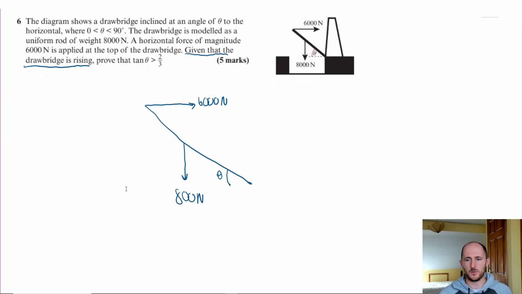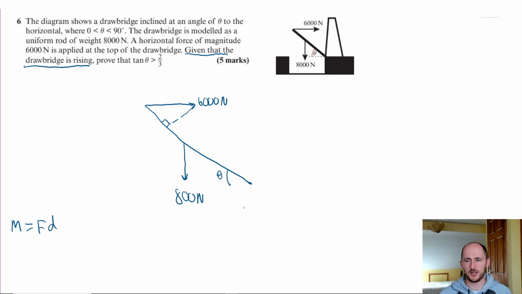Well, as I mentioned, we are going to be looking at the moments, force times distance, and if you remember what I said, they must be perpendicular to each other. The distance is going to be the drawbridge itself, because it's the length of the drawbridge. So what we need to do is make both of these forces perpendicular to the drawbridge. So if I do that, first things first, I can do something like this. So we have a perpendicular component here of that 6,000 Newton force.